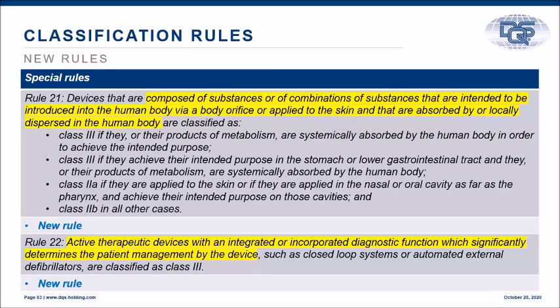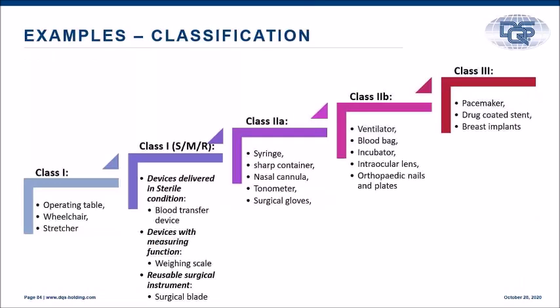Active therapeutic devices with an intended or incorporated diagnostic function, which significantly determines the patient management by the device. So we see this type of combination device where it also does a therapeutic function and also has some diagnostic features. So for those devices, there is a specific rule which has been covered. So just examples for classification: class 1 sterile, class 1 measuring, class 1 reusable, class 2A, class 2B, and class 3. So these are all just some examples of products coming under those various classes.